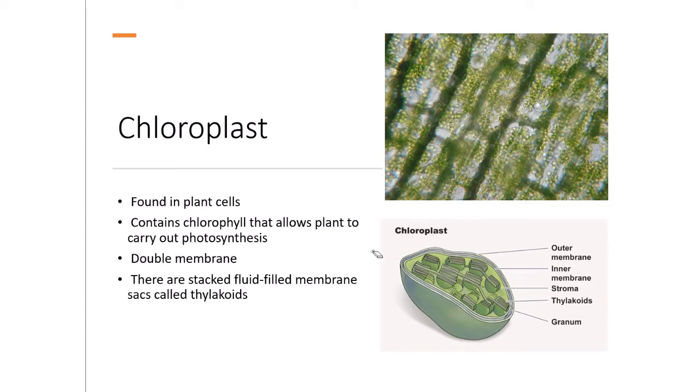The chloroplast is also a double membrane organelle, just like the mitochondria. So there is the outer membrane, there is the inner membrane, and inside the inner membrane, there are these fluid-filled membrane structures called the thylakoids. And in the membranes of the thylakoids, that's where you will be able to find the chlorophyll. And the fluid that is filling up the space between the thylakoids and the inner membrane, that's called the stroma. So the stroma is kind of the equivalent of the matrix in the mitochondria.